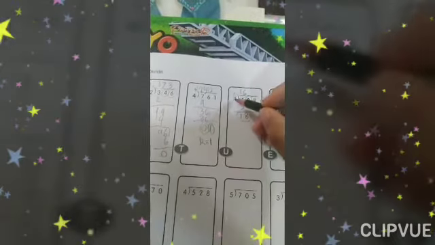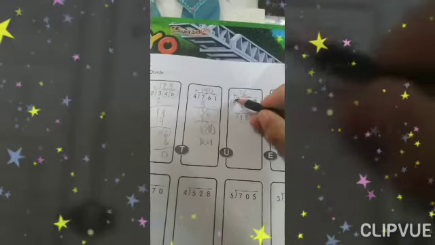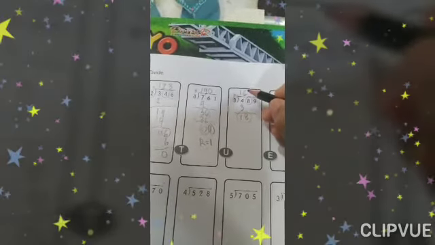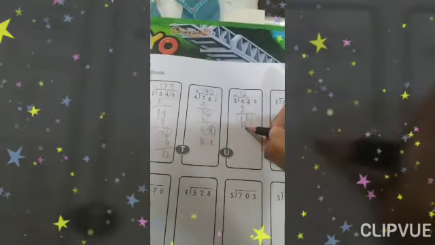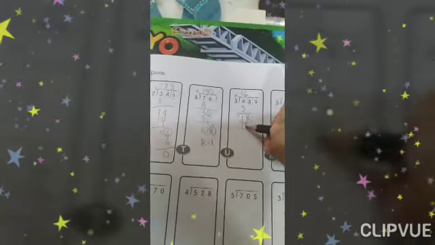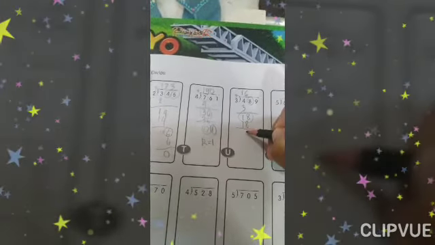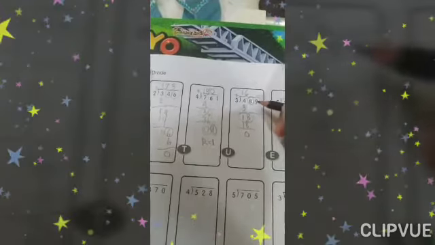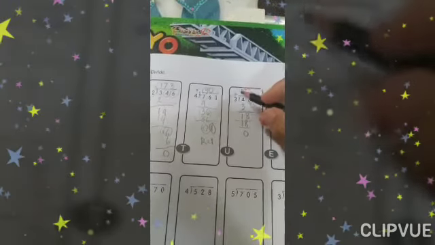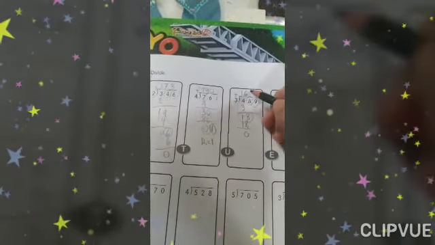Right? 3 times 6 equals 18. 18 minus 18 equals 0. And then 9 divided by 3 equals 3. Okay, don't forget to write 9 here.